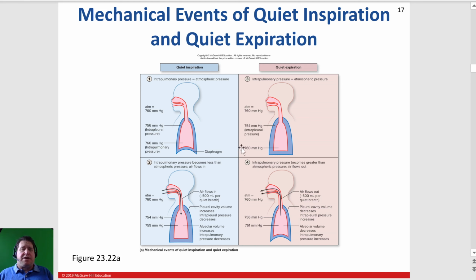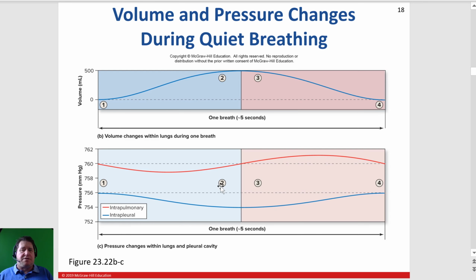So again, the mechanical events of inspiration. This is just a diagram of the same kind of thing we were just looking at. So this is volume changes in the lungs over time. So there's basically one breath in and out. Breath in, breath out. Okay, inspiration, blue, expiration, pink.